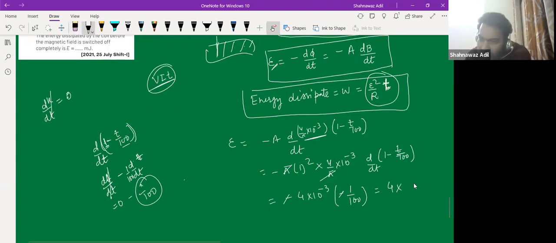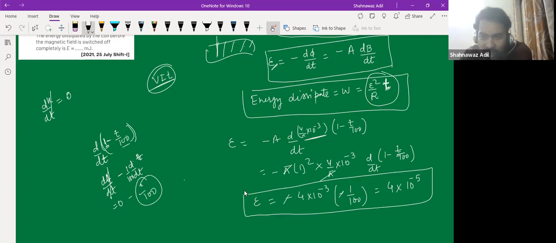So that would be simply minus 1 by 100. So this would be the EMF generated, right? Now we have to figure out this time also.